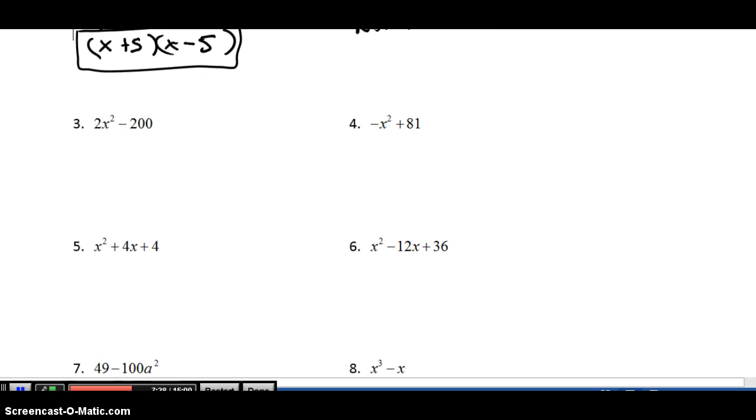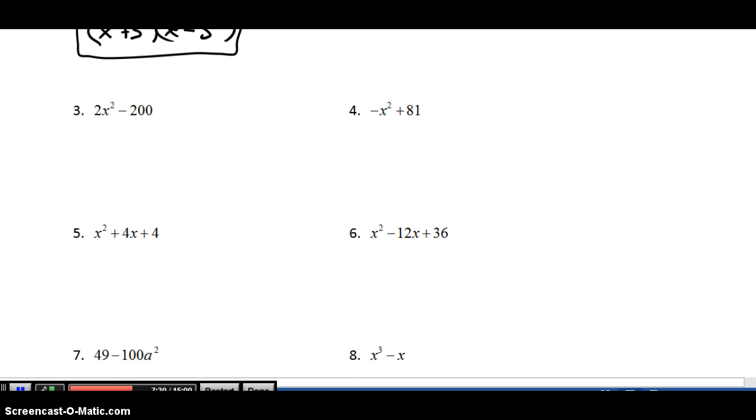So I've got number 3. I've got 2x squared minus 200. Now again, two terms. I've got a minus in here, so I'm thinking maybe difference between two squares, but hey, look, I got a GCF here. So I'm going to factor out the 2, and I get an x squared minus 100.